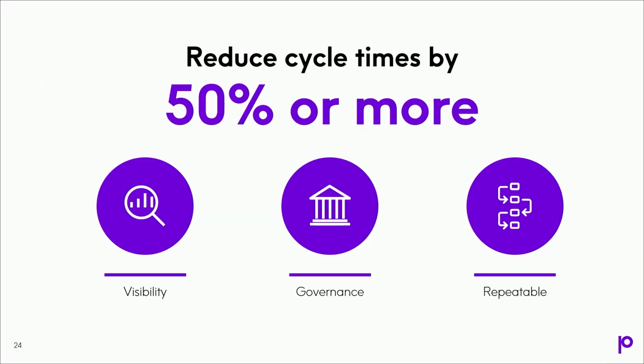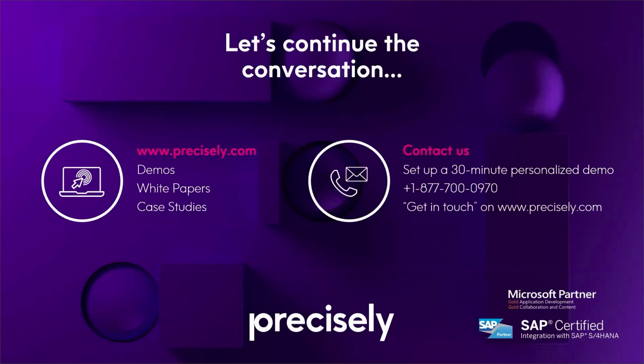So as you saw, our MPI solution will reduce product launch cycle times by 50% or more, and it allows your organization to collect the right data at the right time for the right people. You'll have the visibility needed to effectively manage your product launches. Data governance allows the business teams to take true ownership of their data, and a repeatable process allows you to bring new products to market faster.